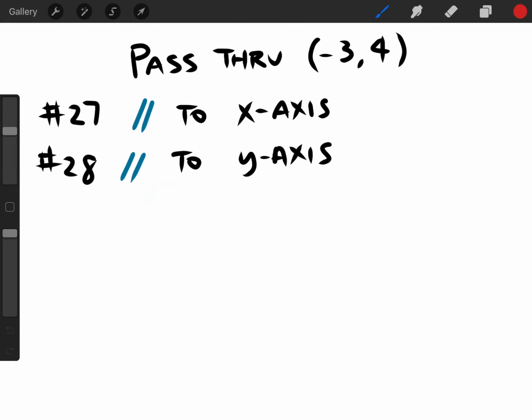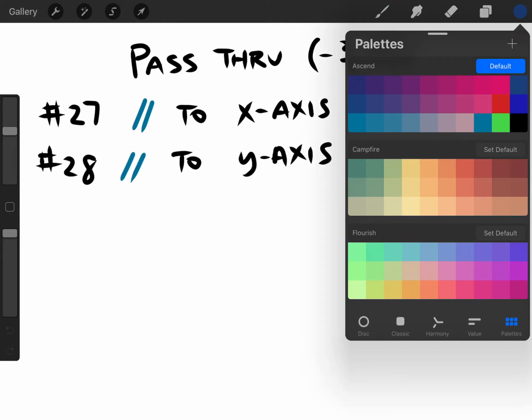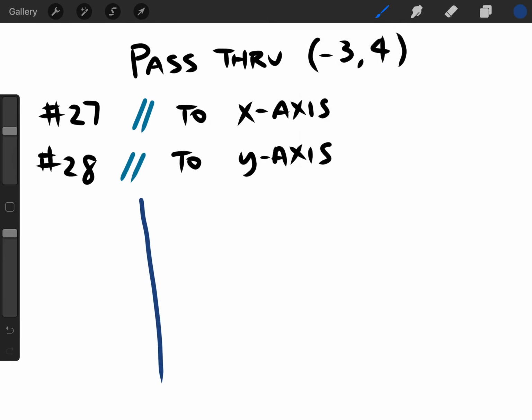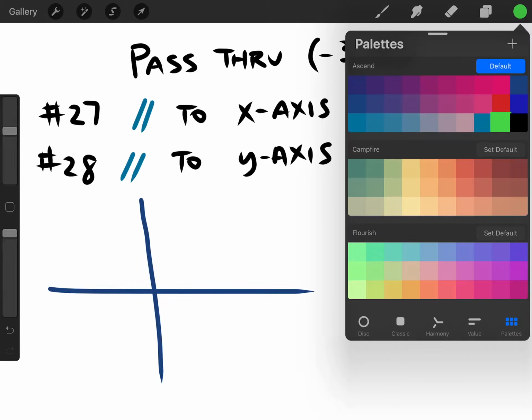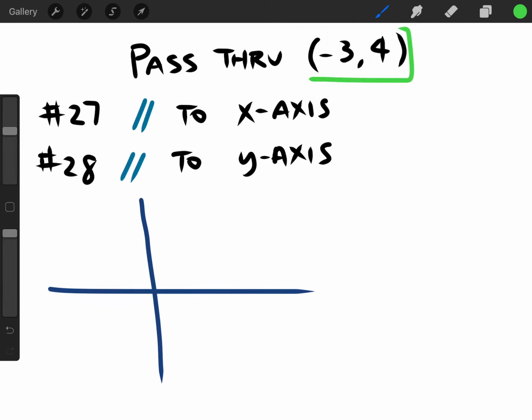All right, so for number 27 and number 28, I'm going to do it together in one graph. Let's first graph this. It's passing through the point negative 3 comma 4, right? So negative 3: 1, 2, 3 to the left, and 1, 2, 3, 4 up. So this is the point we have to pass through.